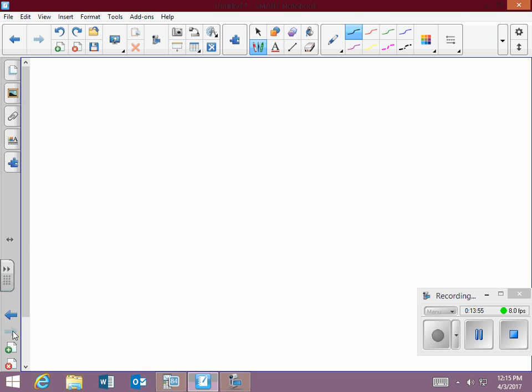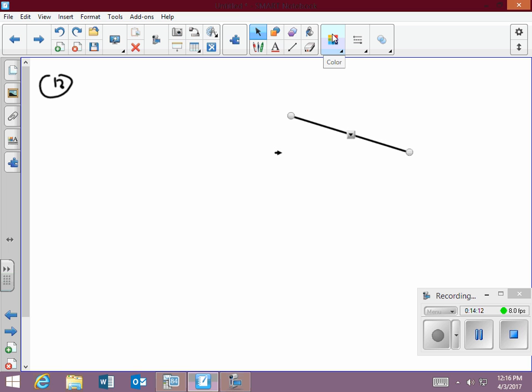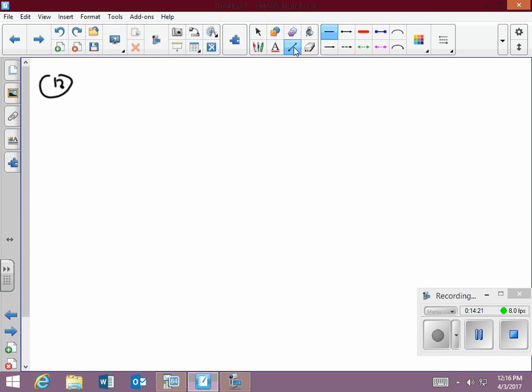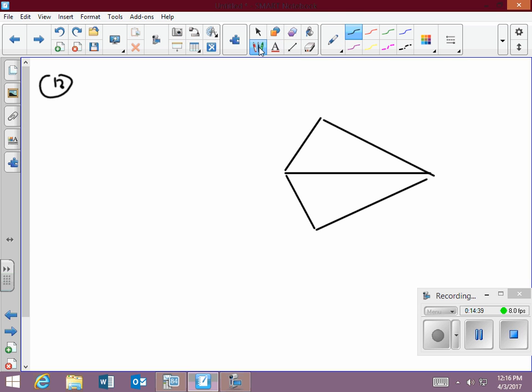Okay, 12. So what we have: they're saying that this is P, this is R, S, and Q. And they're saying this side and this side are congruent, and that side and that side are congruent.